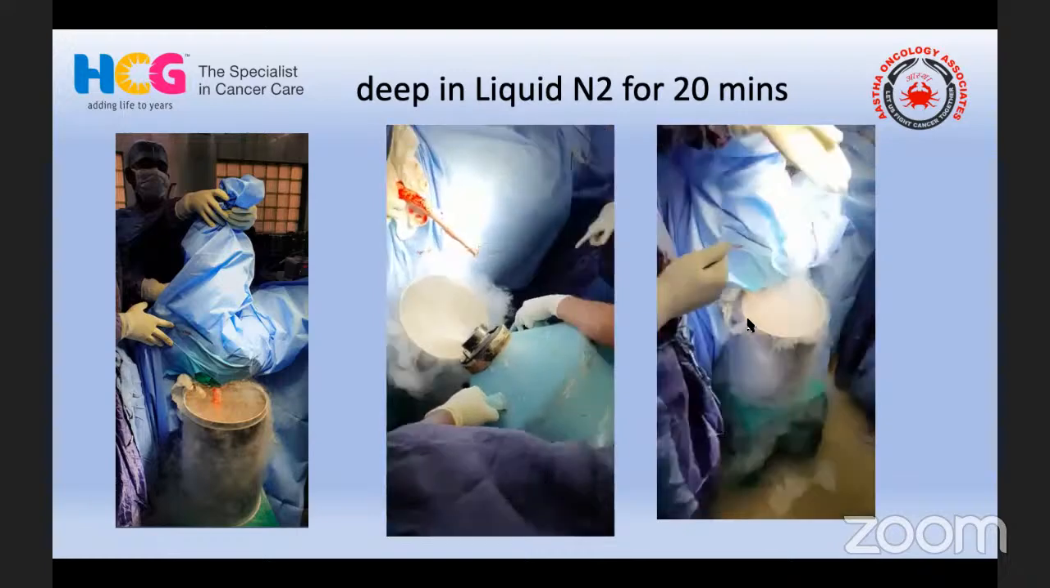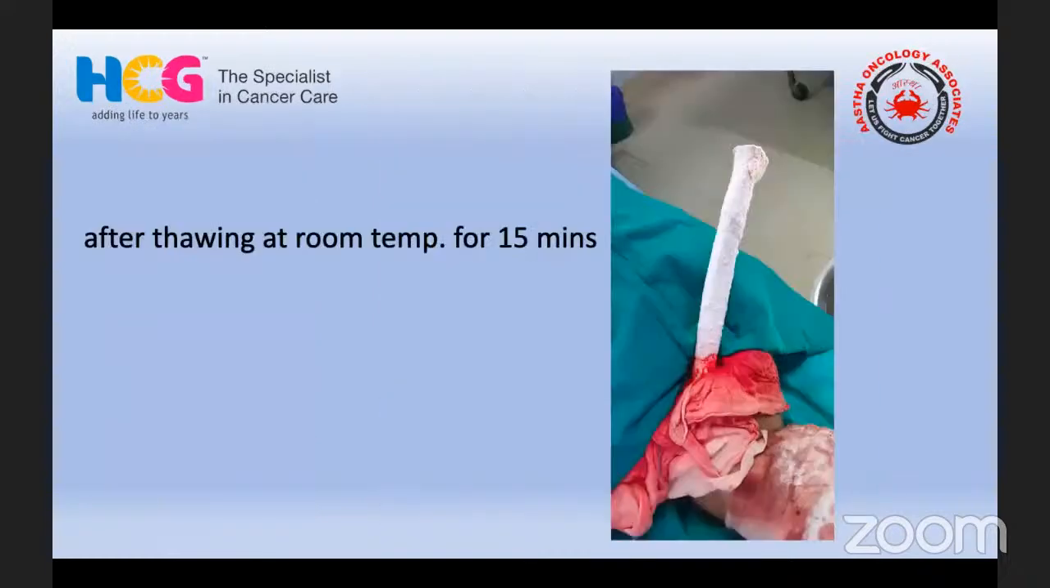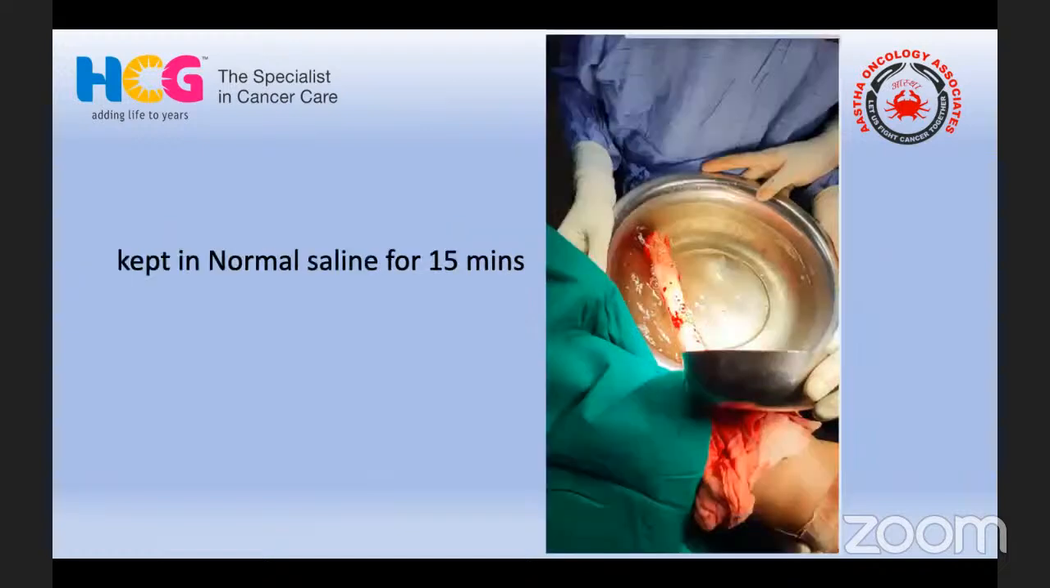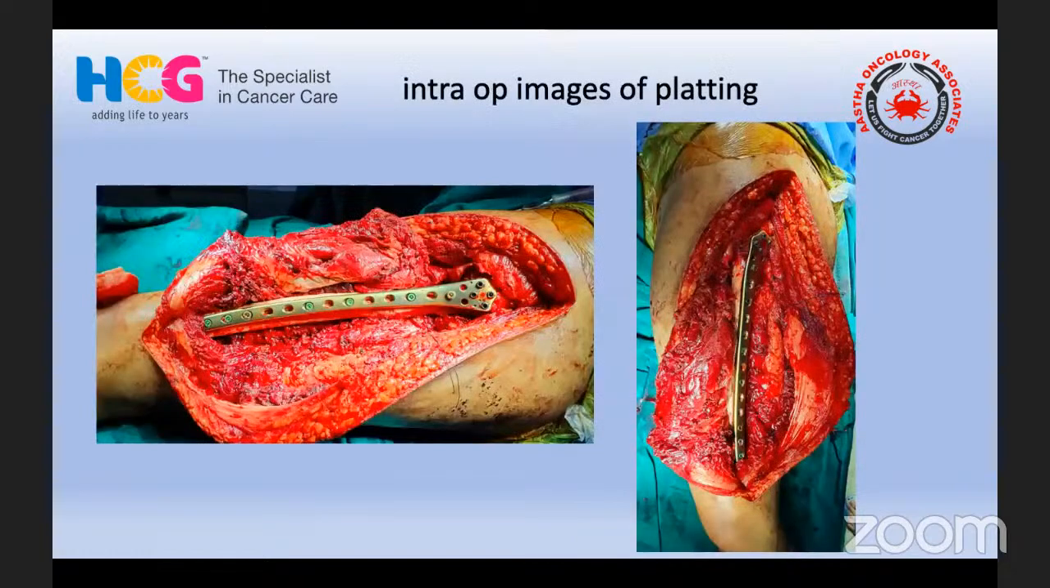So after 20 minutes dipped in the liquid nitrogen, 15 minutes at room temperature to thaw, this is how it looks, a white crystal color. And 15 minutes for the normal saline wash. After that, we put the opposite side distal femur plate on the proximal part. This is how it looks.